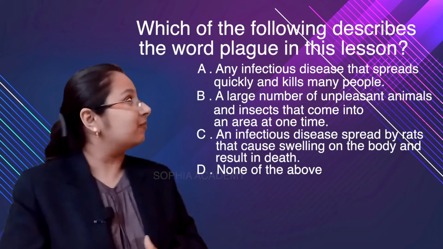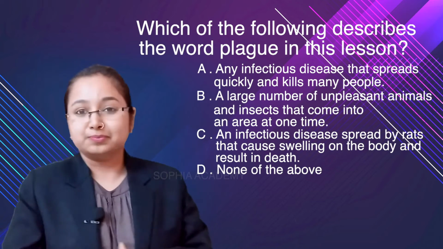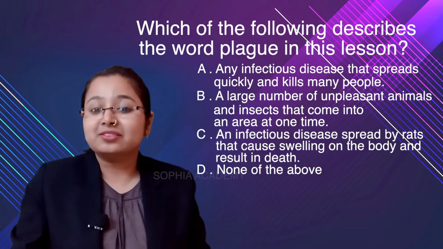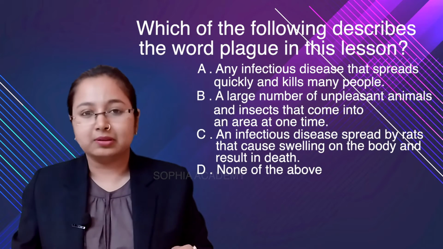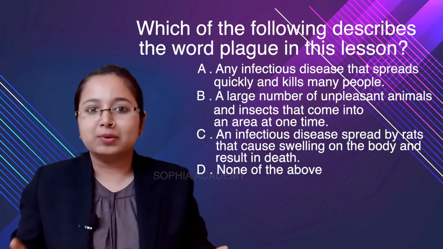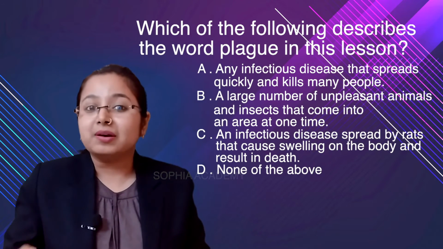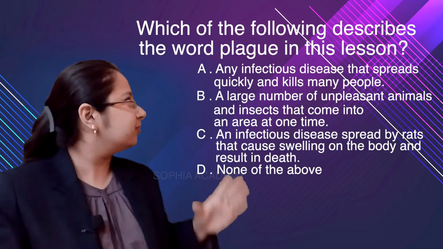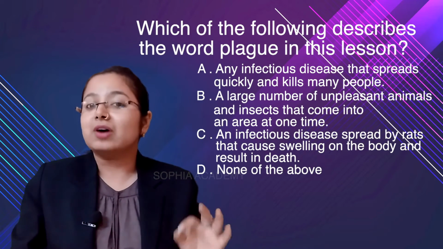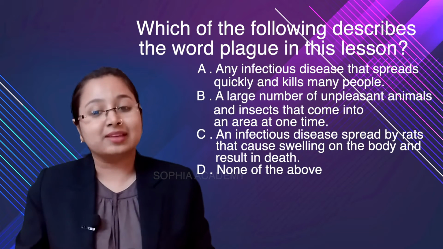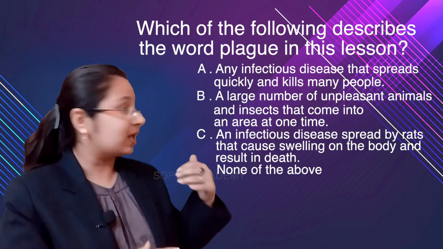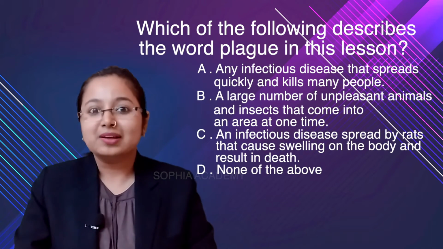Okay, so we have 4 options for this question. Option A, any infectious disease that spreads quickly and kills many people. In the story, nobody was killed, that means none of the persons were killed. So this option we will eliminate quickly. The second option, a large number of unpleasant animals or insects that come into an area at one time. Yeah, this option can be considered, so we will keep this option safe.